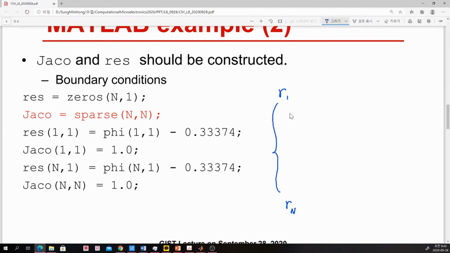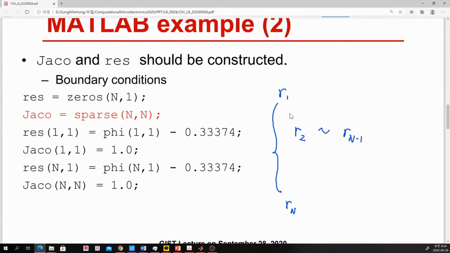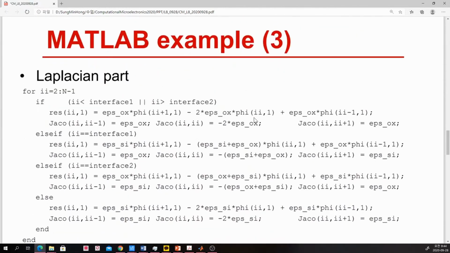How about the intermediate values, starting from R2 and ending at R sub n minus 1? We have to impose the Poisson equation on them. So that is done in the next slide. In this next slide, we are considering the Laplacian or Poisson part. This is related to the second order derivatives. And since we have different materials, we should be a little careful.